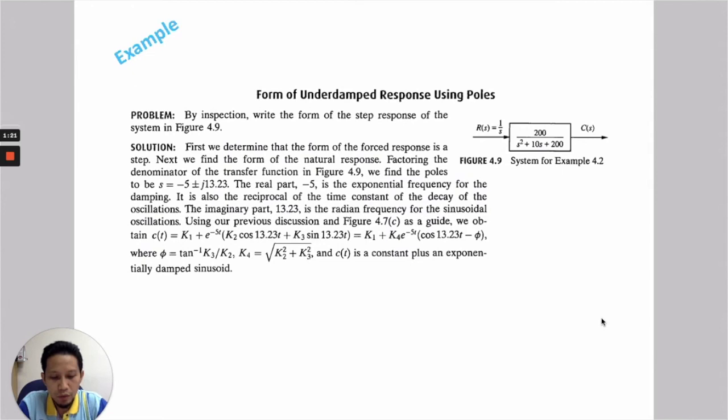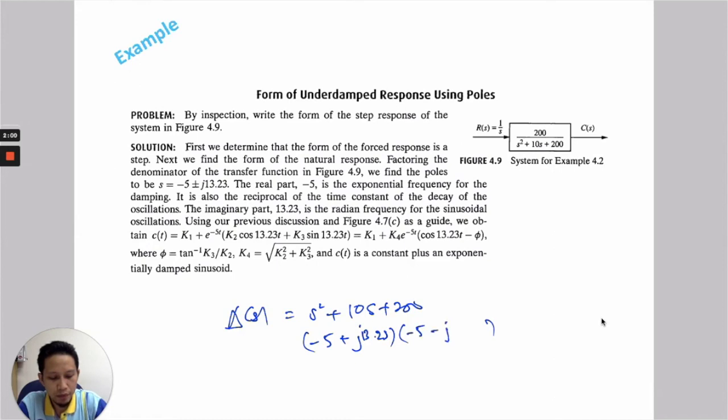So we have to factorize the system. We take the characteristic equation, which is s squared plus 10s plus 200. When we factor this characteristic equation, we have negative 5 plus j 13.23, and negative 5 minus j 13.23. We have two components.